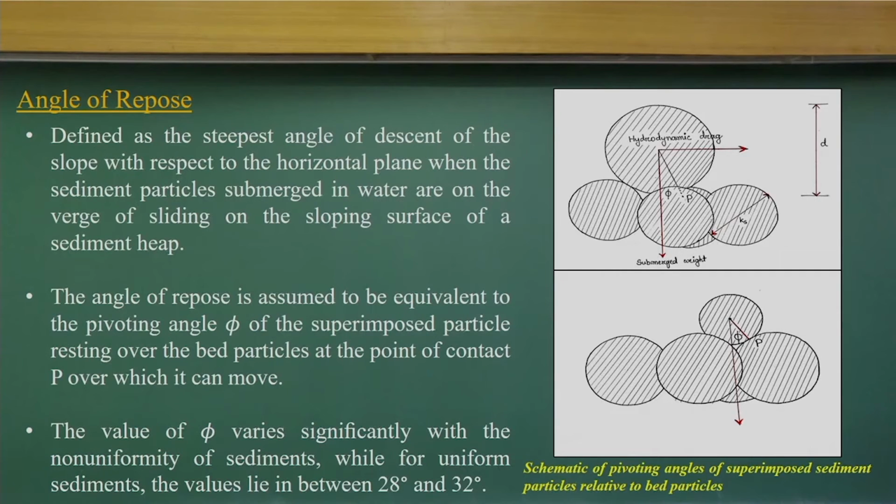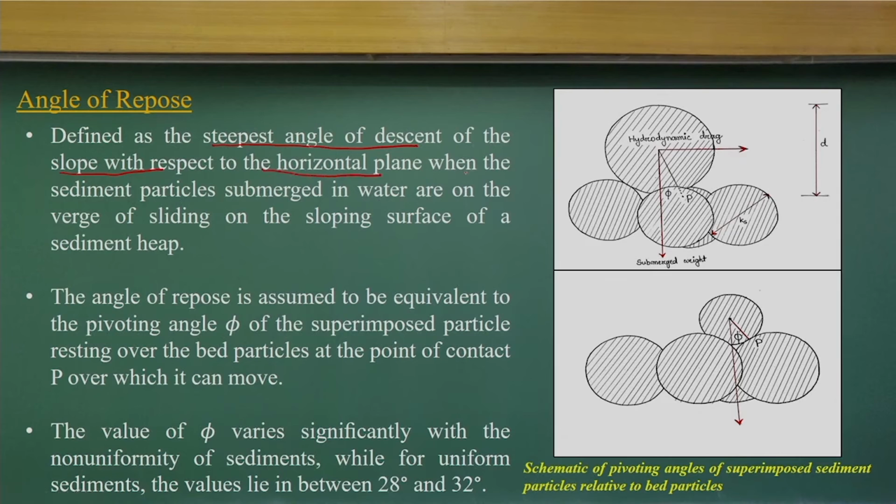Now, if we look at the other part, we are talking about the angle of repose. In a river there will be sediment deposition. We try to look at the equilibrium angle at which sediment deposition can happen. You can do a very simple experiment: take sand and just pour it. You see that it remains at a particular angle, and beyond that it starts falling. So this is the concept we will talk about: the steepest angle of descent of a slope with respect to the horizontal plane.